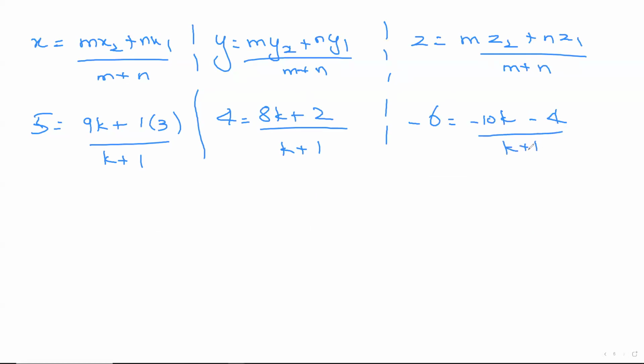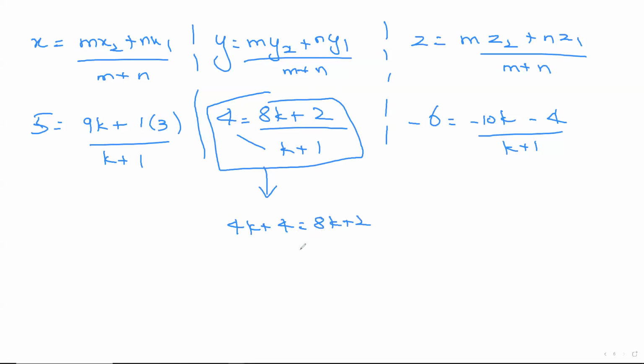Now what can be done? Your wish. Take the simpler equation, and cross-multiply. It becomes 4 into K plus 1, which is 4K plus 4 is equal to 8K plus 2. Agree? Bring all the K's to one side and all the numbers to the other side. It becomes 4 minus 2 is equal to 8K minus 4K, which is 4K. 2 is equal to 4K. K is equal to 2 by 4, which is nothing but half. K is equal to 1 by 2.